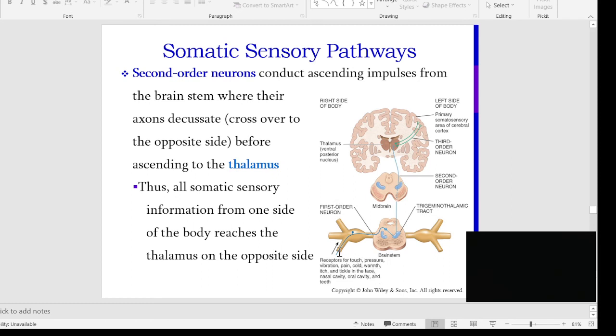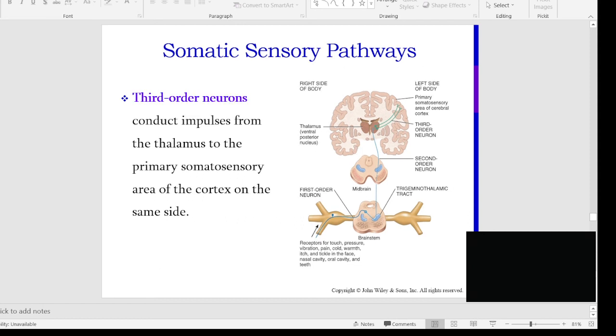So, class, when it enters, it does not go straight up, but rather it crosses to the other side of the cord. The crossing of the sensation you feel is not up here; it crosses right when it enters the cord. Unlike the motor, which crosses directly to the other side.